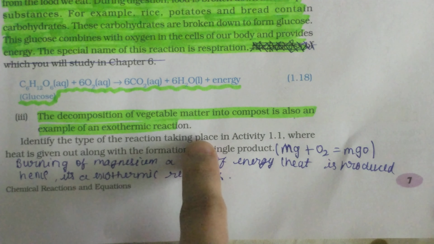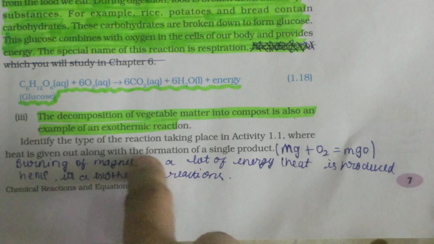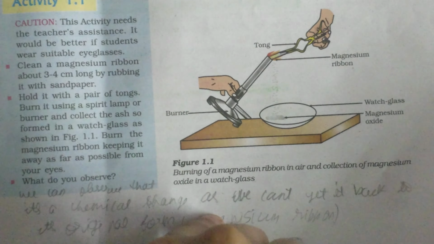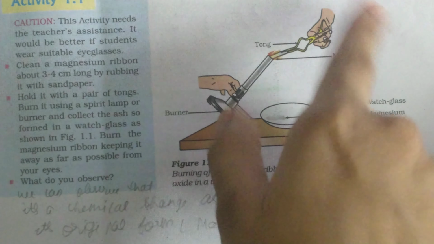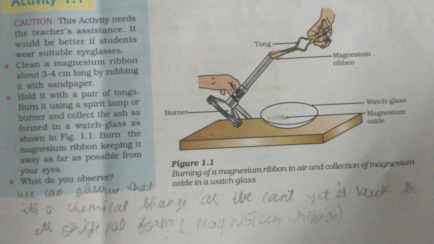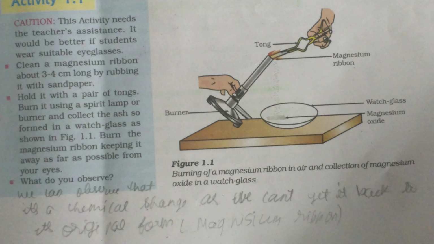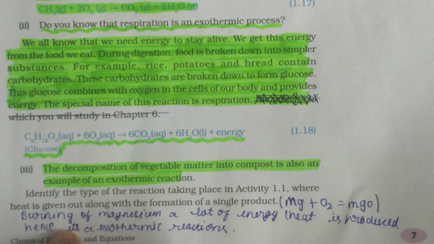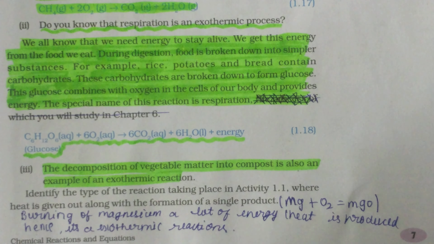Identify the type of reaction taking place in Activity 1.1 where heat is given out along with the formation of a single product. This is our 1.1 when we burn magnesium. It reacts with oxygen around it, and this will give the product, which is magnesium oxide. So here heat energy is produced, so this is also an exothermic reaction. We can obviously say that in the burning of magnesium, a lot of energy is produced, hence it is an exothermic reaction. Okay, Mg plus O2 gives MgO.